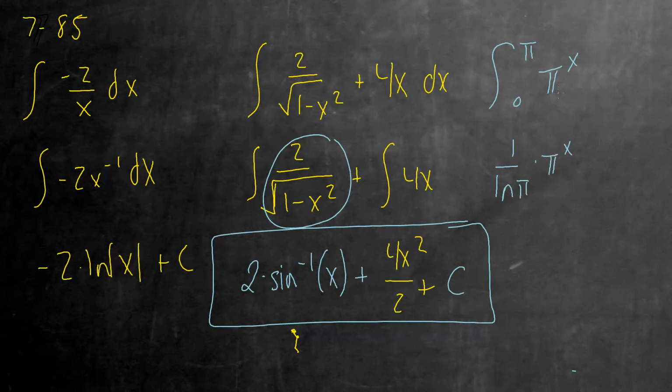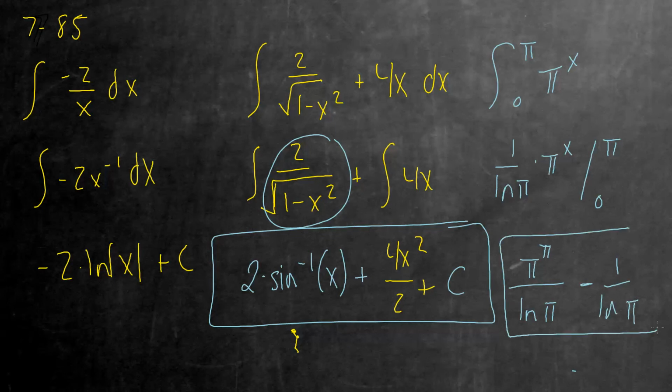The derivative of that would be pi to the x because it would be multiplying by the natural log of pi. From 0 to pi, if we put the pi in, we get pi to the pi over the natural log of pi minus, if I put the 0 in, 1 over the natural log of pi. Looks crazy, really not that bad.